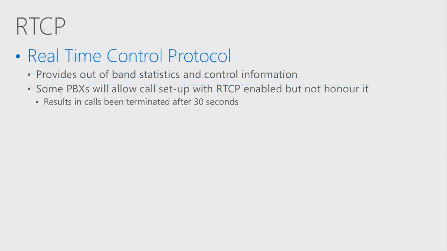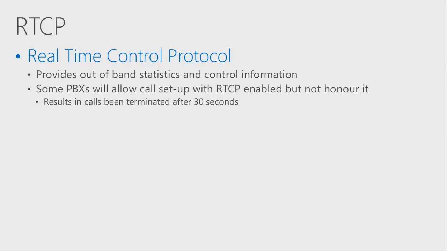So RTCP. Again, this is another thing we have loads of problems with interoperability with. So even though Lync supports the RFCs, well, we seem to be the only one. So real-time control protocol, we use it to get statistics about the call. We also use it to see if it's still alive. We actually use it in a very basic way compared to what the RFC says we can. Again, a lot of places will say they will honor it, but they won't. And this one's a lot easier to test.